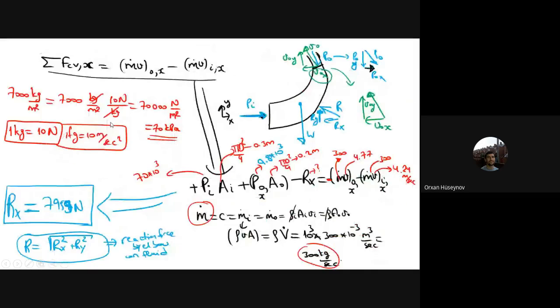Okay, let me summarize the equations that we had, and we finish today's lecture. We had the equation for the conservation of mass. It says that rho velocity area is constant, or rho velocity area at inlet is the same as rho velocity area at outlet. This one was the conservation of mass.